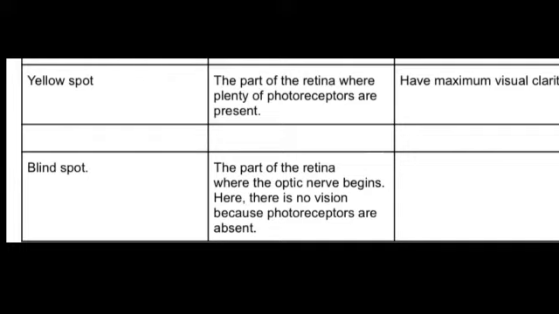You can see two spots in our retina. That is the yellow spot and the blind spot. The yellow spot is the part of the retina with the maximum photoreceptors. It has maximum visual clarity. Next is the blind spot, the part of the retina from where the optic nerve begins. Here there is no vision because photoreceptors are absent.